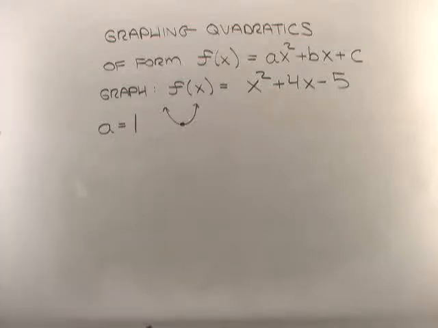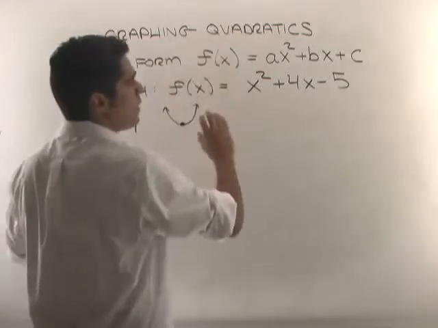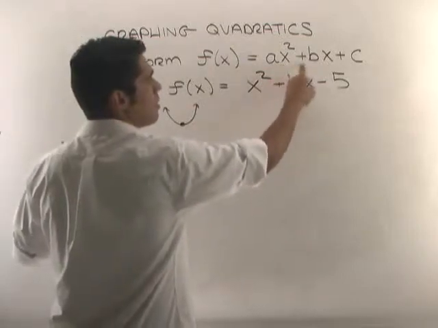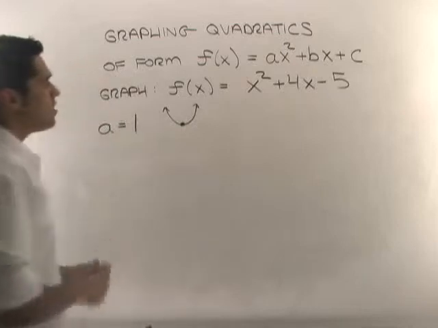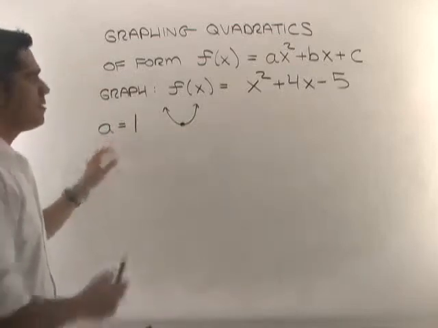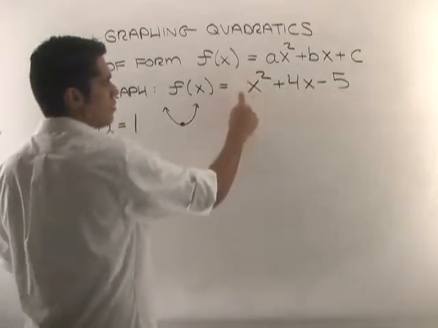All right, for this problem what we're going to be doing is trying to graph a quadratic function in the form ax squared plus bx plus c. Now I've given us one here, and asked us to graph it. First thing we're going to do is identify what a is. Now a is the number in front of x squared, and that's a 1.